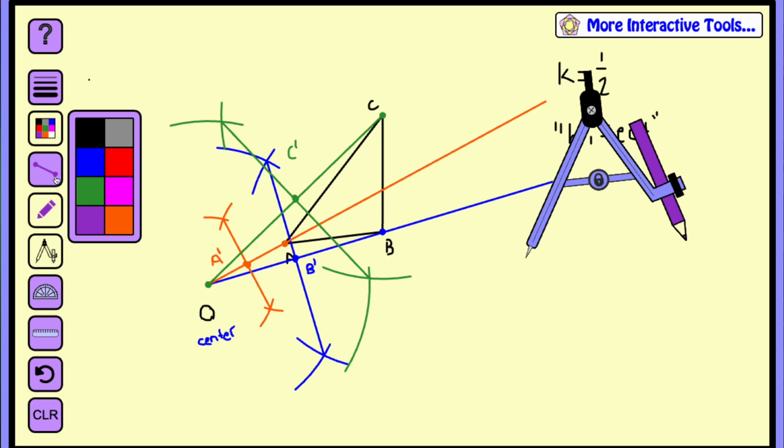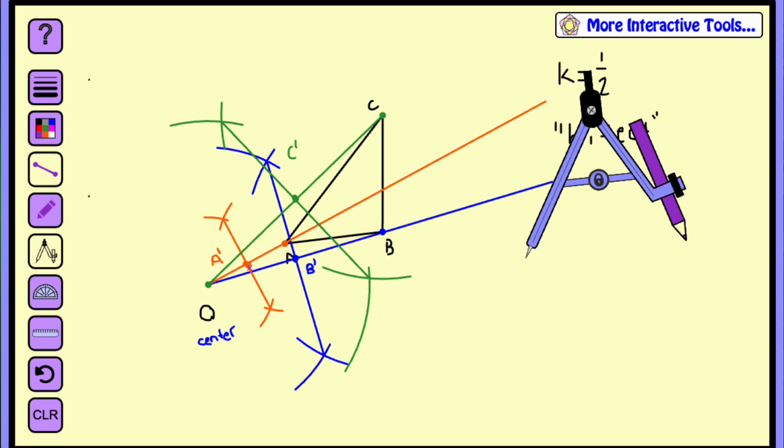And now last but not least, I'll do it in purple. We have a lot of different colors going on here, but that's okay. We're going to connect A prime, B prime, and C prime. So A prime and B prime are connected here, and then B prime and C prime are here. If I shaded this in, our triangle A prime, B prime, C prime would be right here. And now we can guarantee two things. We can guarantee that triangle A prime, B prime, C prime is half the size of triangle ABC, but we can also guarantee that the distances from A prime to O, C prime to O, and B prime to O are all half of the distances from A to O, B to O, and C to O.